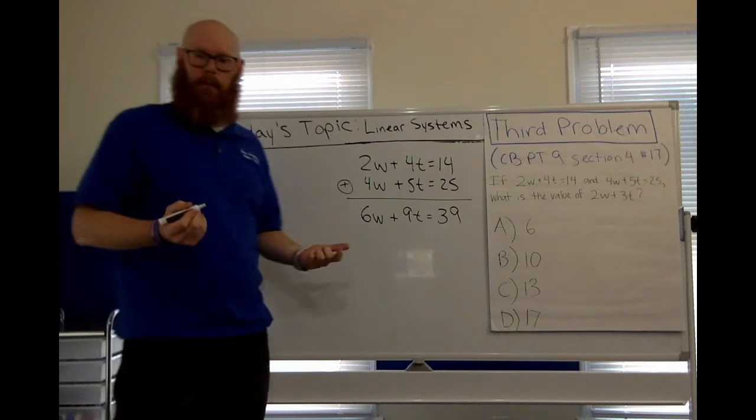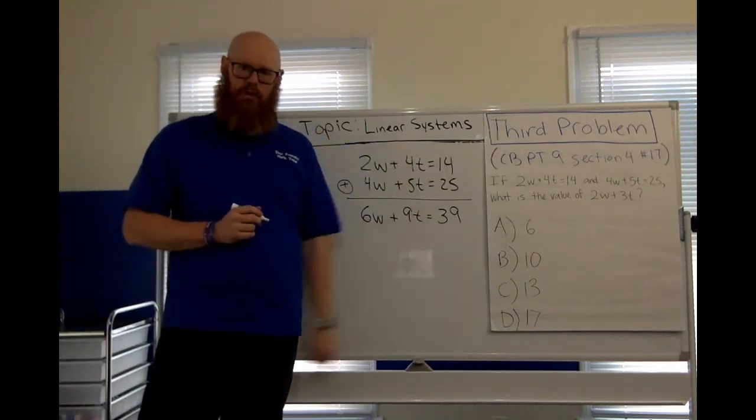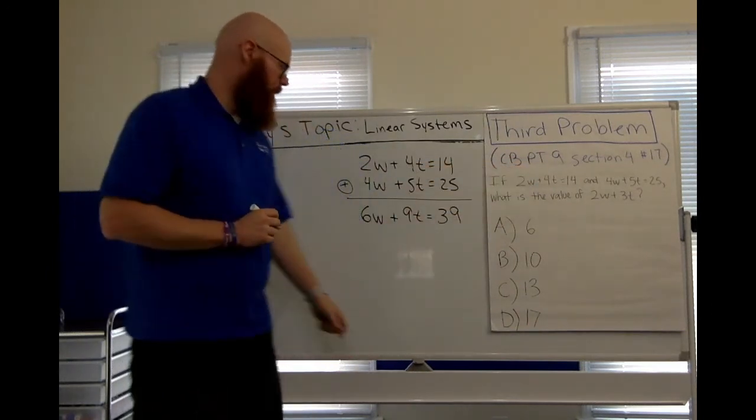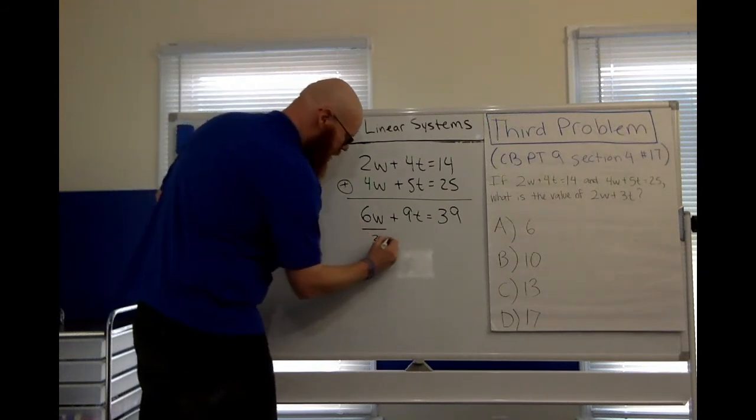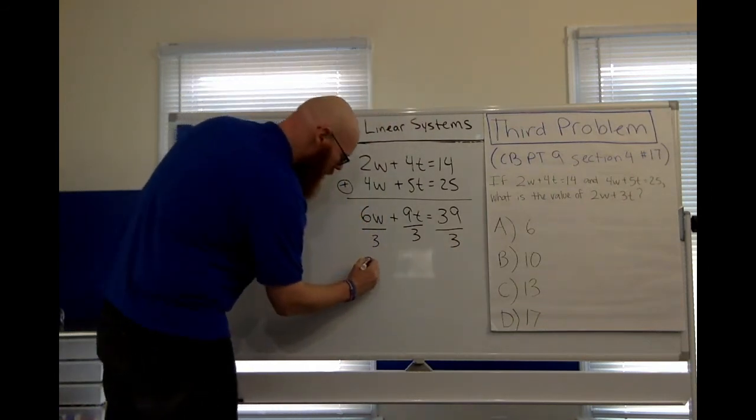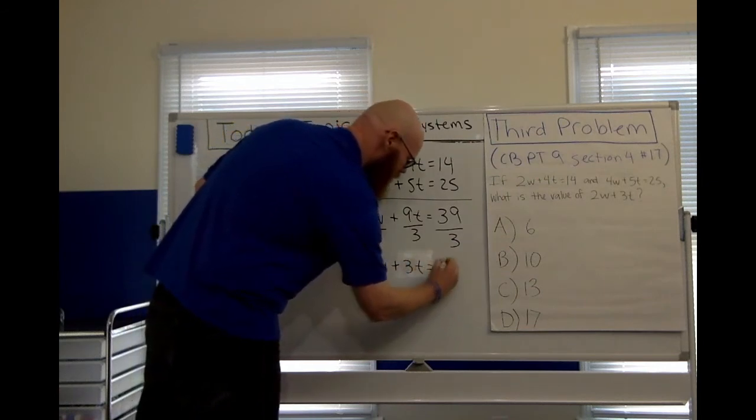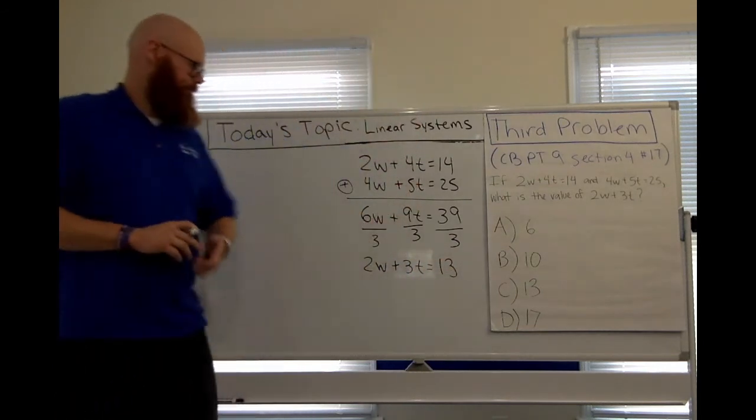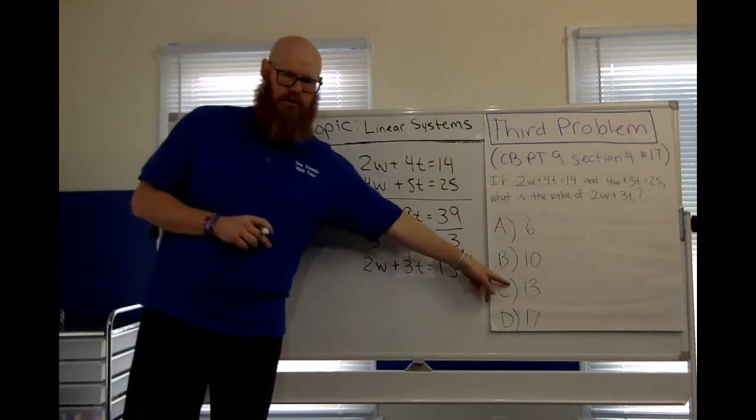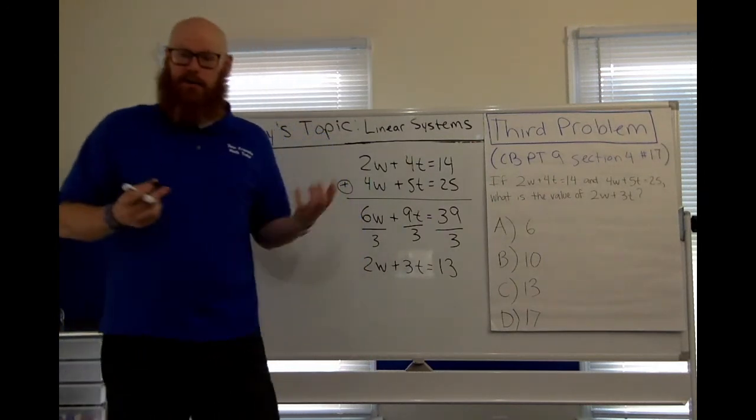Well, that's not what I'm looking for, right? But it's pretty close. Notice 6w is 3 times 2w, and 9t is 3 times 3t. So what if I were to just divide all these by 3? Well, would you look at that? I get 2w plus 3t equals 13. Done. 2w plus 3t is what they're asking us for, and the answer is 13. We get it without ever knowing w and t, right? So we don't need to know that.